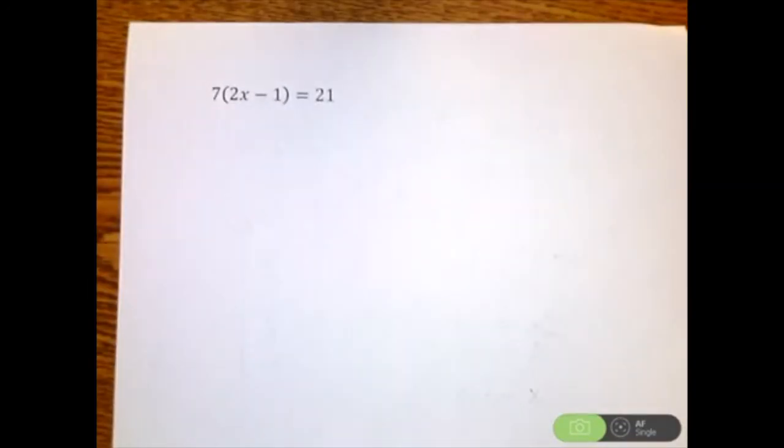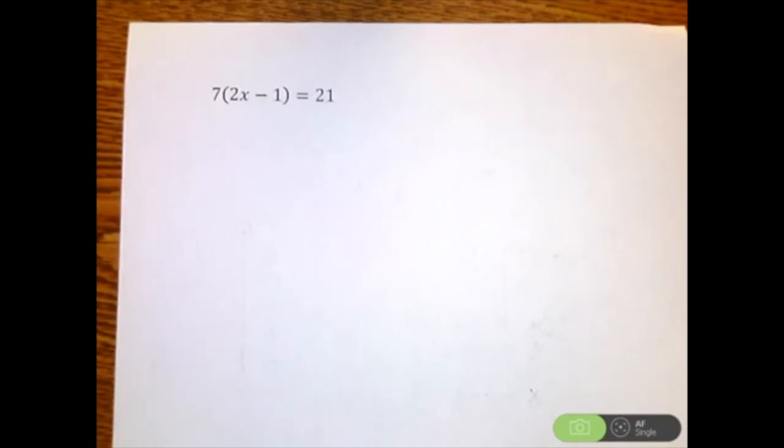On the back side, 7 parentheses 2x minus 1 parentheses equals 21. Now, I will tell you there are multiple ways of approaching this problem and solving it. Depending on how complex you get with solving equations, one of the methods doesn't work all the time. Another method will work every single time. So I'm going to show you the method that works every single time.